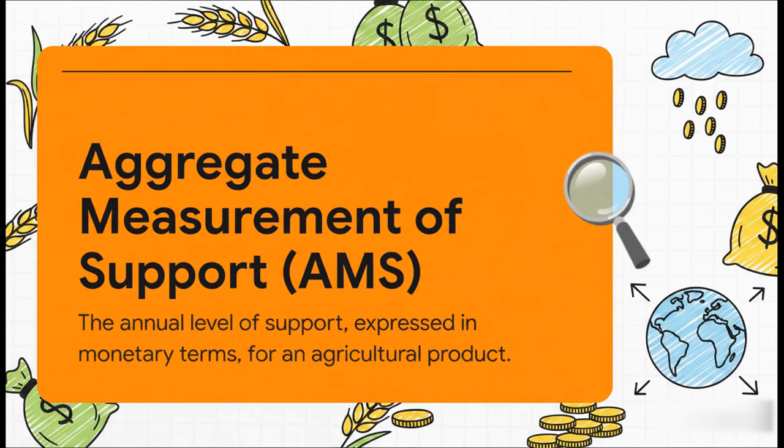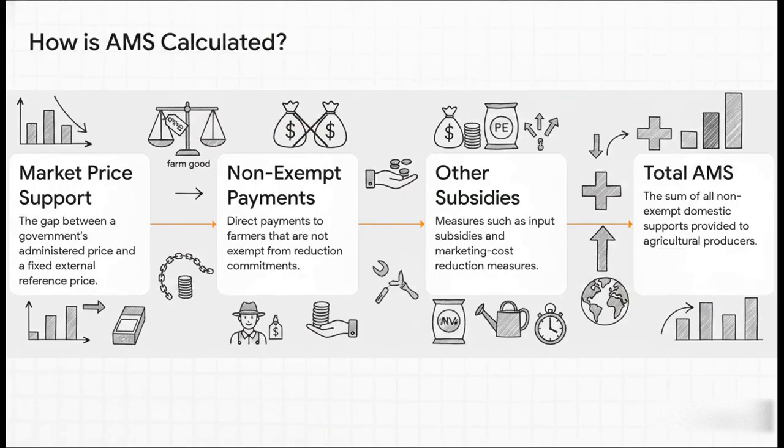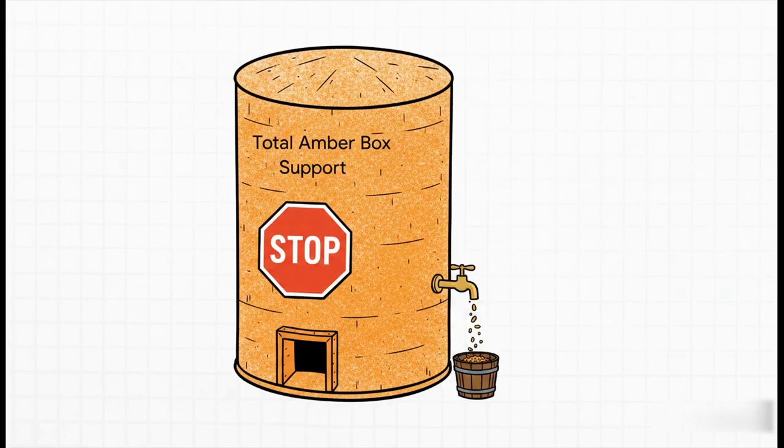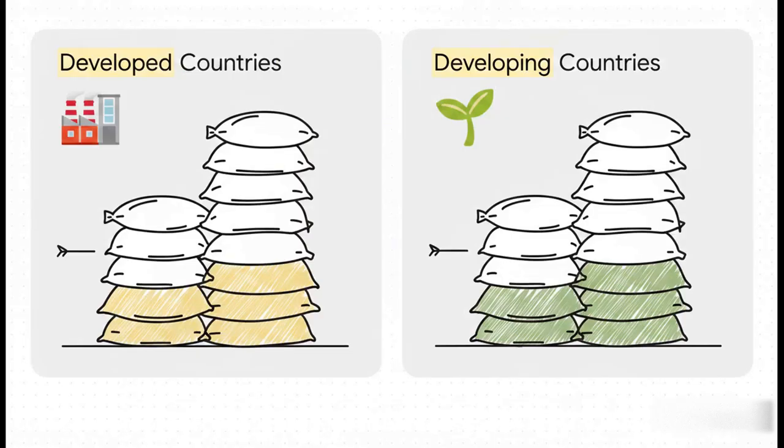The main way they measure this is called the Aggregate Measurement of Support, or AMS for short. It's calculated by adding up all the trade-distorting stuff: price supports, direct payments, and other subsidies. But there's an exception. Countries are allowed a small amount of this support, called the de minimis level. Now this is interesting. Developing countries get a higher limit, 10% versus 5% for developed nations.